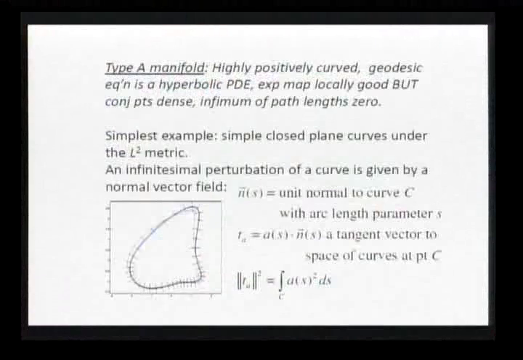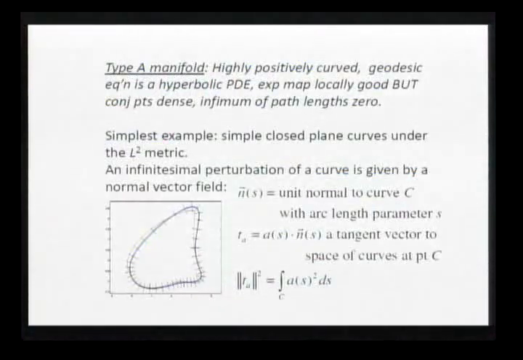I'm going to take simple closed plane curves, and I'm going to use the L2 metric. Now, what is the L2 metric? If we have the curve given by the solid lines here, and we take the perpendicular hairs sticking out of it, then a nearby curve will intersect them in a point, and so the nearby curve will be given by a scalar function times the unit normal, infinitesimally or within a local neighborhood. So we'll get to all nearby curves by just adding a function a(s) on the curve times the normal vector field.